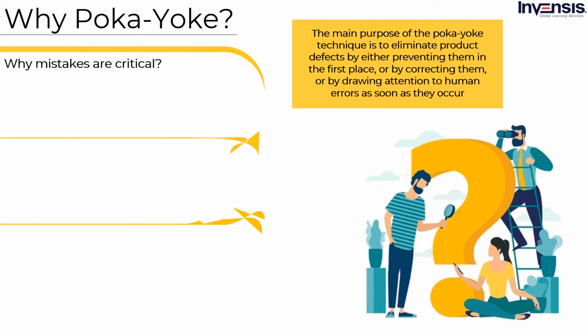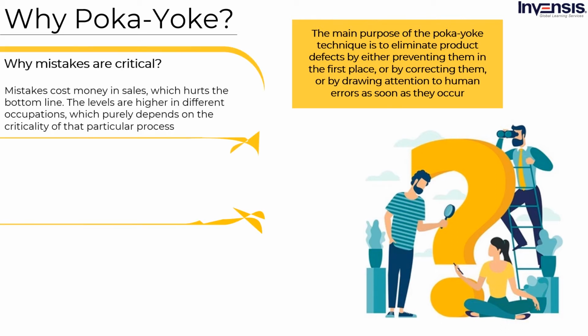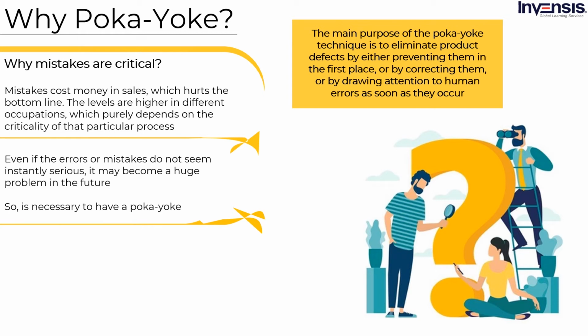But why are mistakes so critical? Mistakes cost money in sales, which hurts the bottom line. The levels are higher in different occupations, which purely depends on the criticality of that particular process. For example, an electrician who makes a minor mistake, like a wrong connection or missing to fit a safety device, may cause serious emergencies that can lead to loss of life. Even if the errors or mistakes do not seem instantly serious, they may become a huge problem in the future. So, it is necessary to have Poka-Yoke.